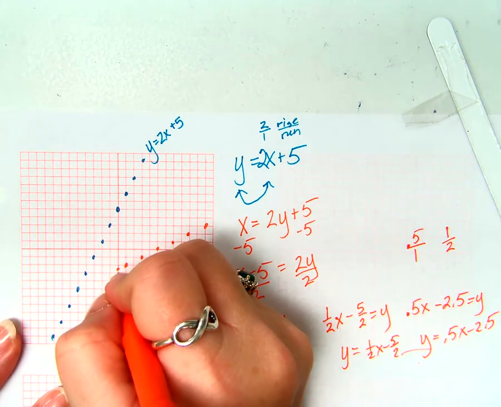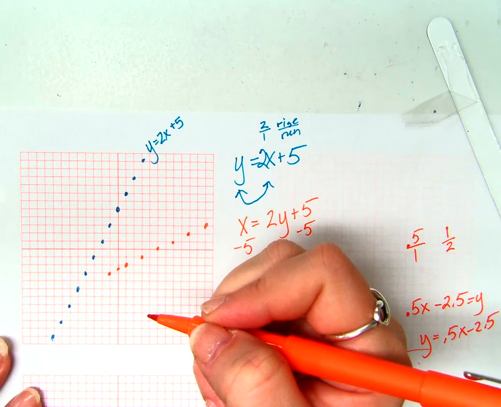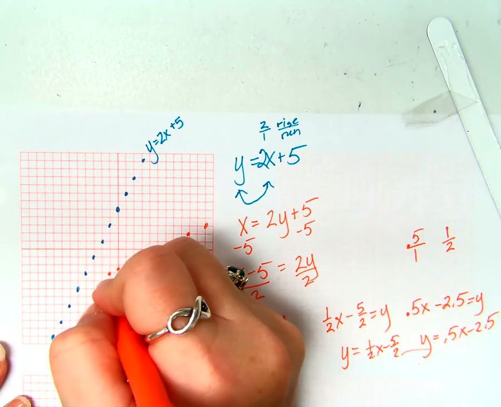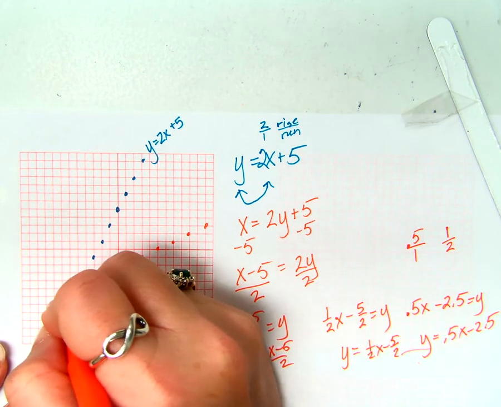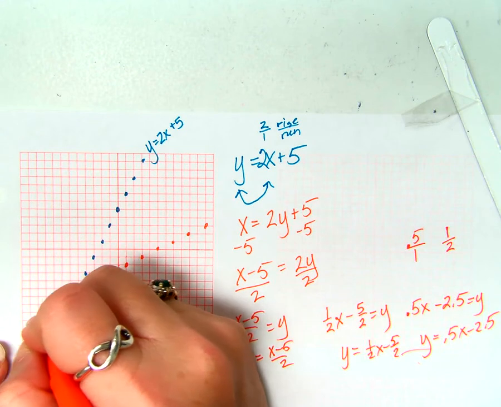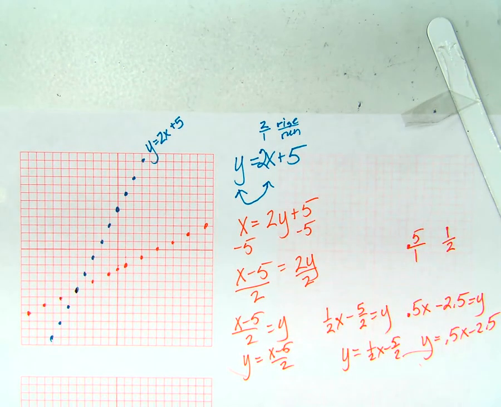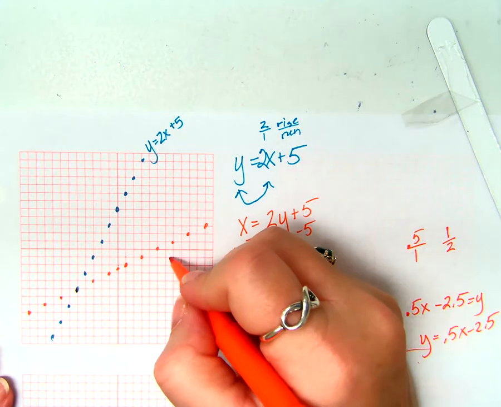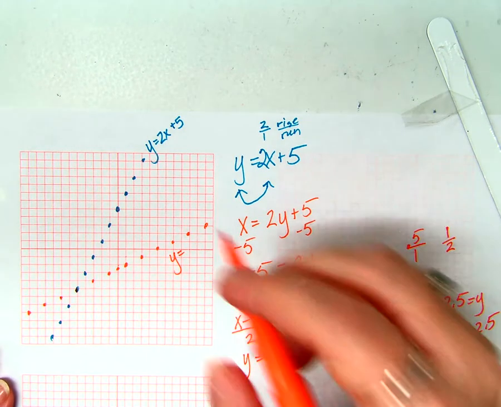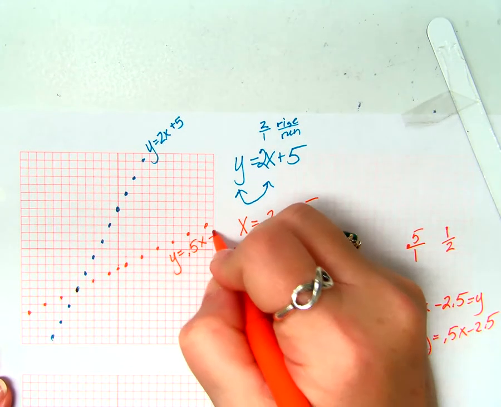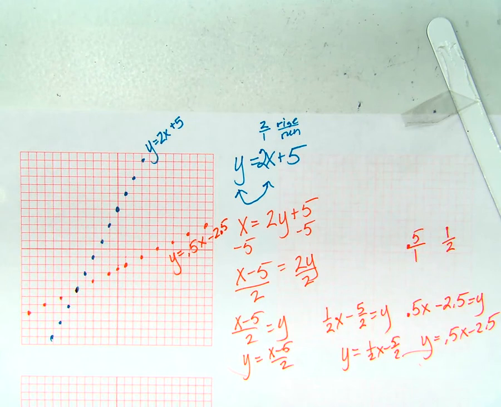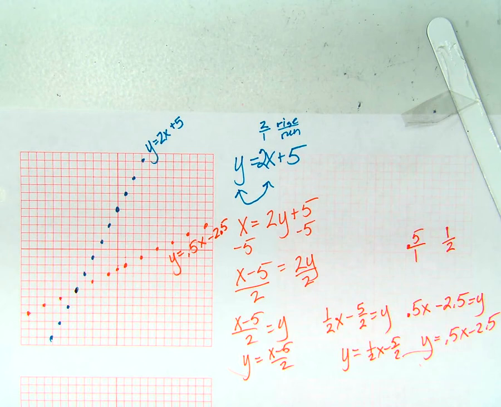I could go down a half and over 1. That gets me on a nice clean dot. And then go down 1, left 2. And this is my y equals 0.5x minus 2.5. Now, there's one really, really important thing that we've got to talk about, but we can't do it yet. So we're going to pause on this particular problem and do another one.